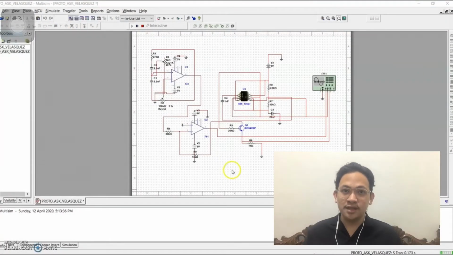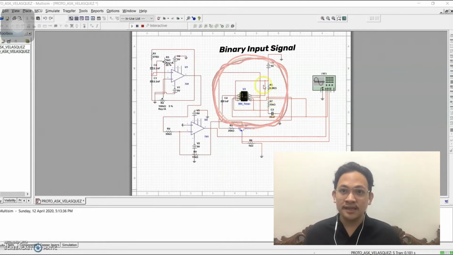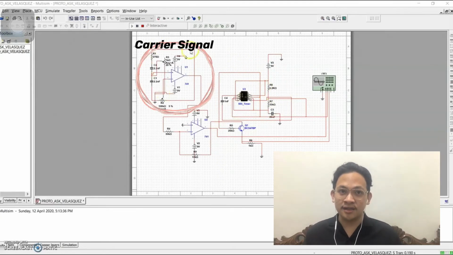The schematic and the simulation of the project is done through the Multisim application. However, due to the enhanced community quarantine caused by COVID-19, the PCB of the project was not done. As mentioned earlier, to produce an ASK signal, it requires two input signals. The first input is the binary sequence signal, and the second input is the carrier signal.